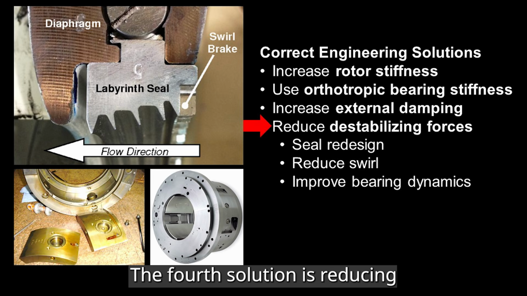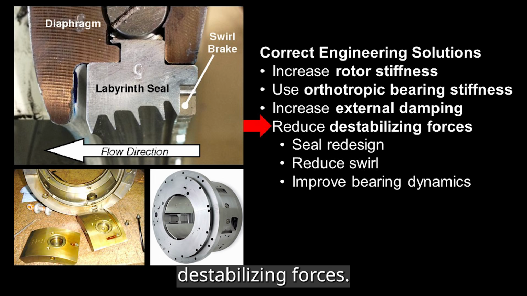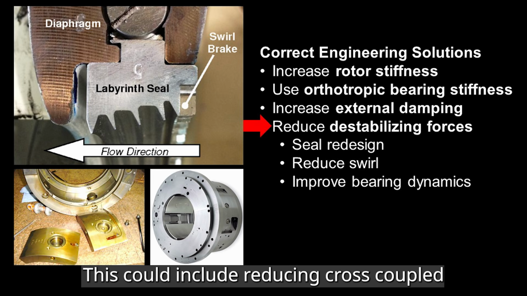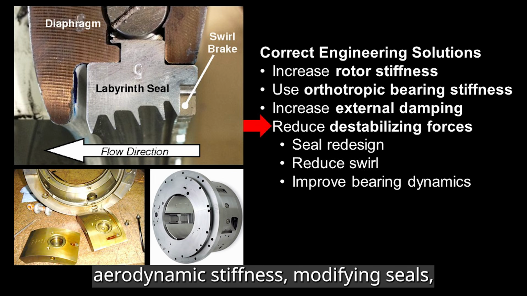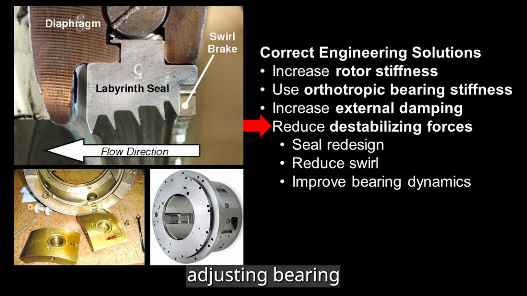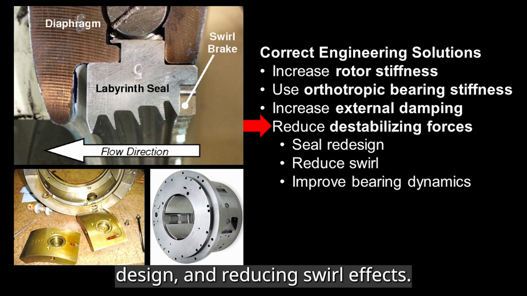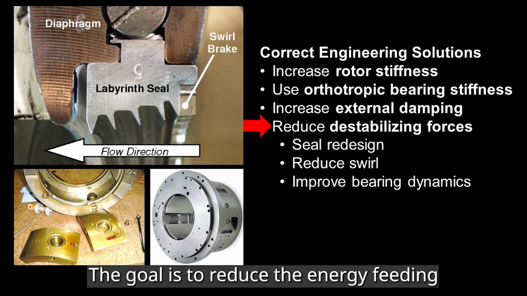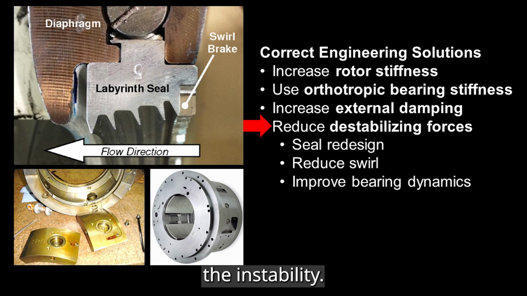The fourth solution is reducing destabilizing forces. This could include reducing cross-coupled aerodynamic stiffness, modifying seals, adjusting bearing design, and reducing swirl effects. The goal is to reduce the energy feeding the instability.